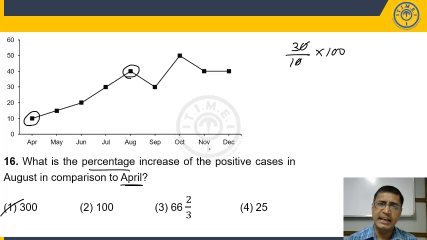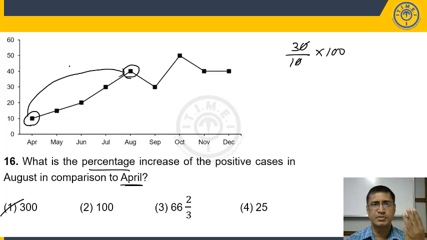So what is that? Increase by initial value into 100. Now if you want to answer the same question just orally, here 10 is becoming 40. 40 means increase by how much? 3 times. So 10 is becoming 40 means just subtract 10 from the 40, which results in 30, that is 3 times. So 3 times means 300%. So the right answer is option number 1.